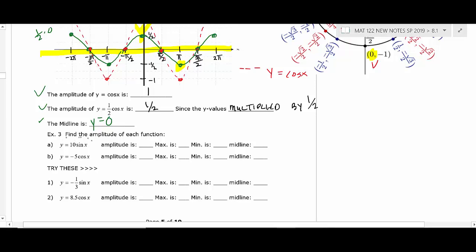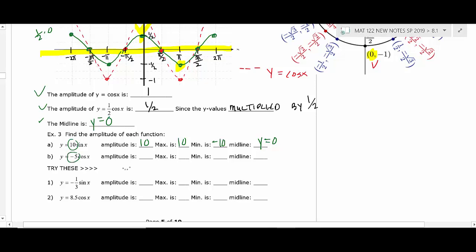So, given this particular thing, y equals 10 sine x. The amplitude is the absolute value of that number, so that's 10. That's going to tell you the maximum is 10 and the minimum is -10. So if you did a graph of 10 sine x, the highest point would be at y equals 10, the lowest would be -10. And since it's symmetrical, that midline would be y equals 0. And that is just halfway in the middle of 10 and -10.